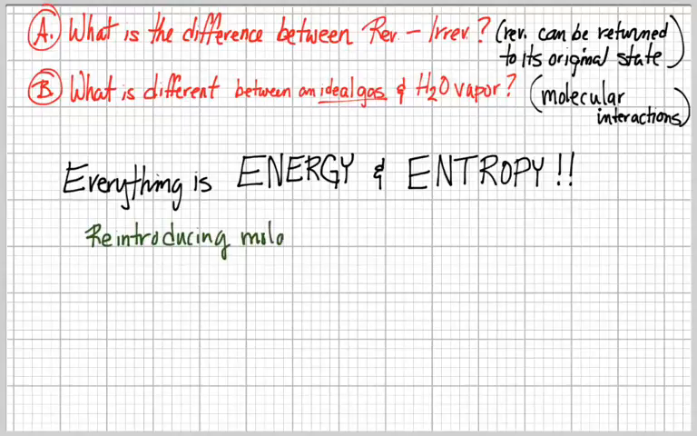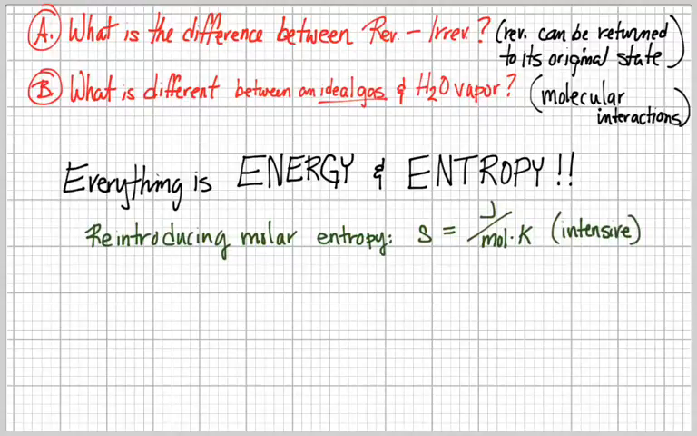So this is basically reintroducing the idea that you have in your early reading of molar entropy, lowercase s, which would be in units of joules per mole Kelvin. Make sure you get those units right, because this is, again, a skill, to be able to follow units as we go through the course. Joules per mole Kelvin is going to be intensive because we are dividing out by a quantity, a molar quantity.